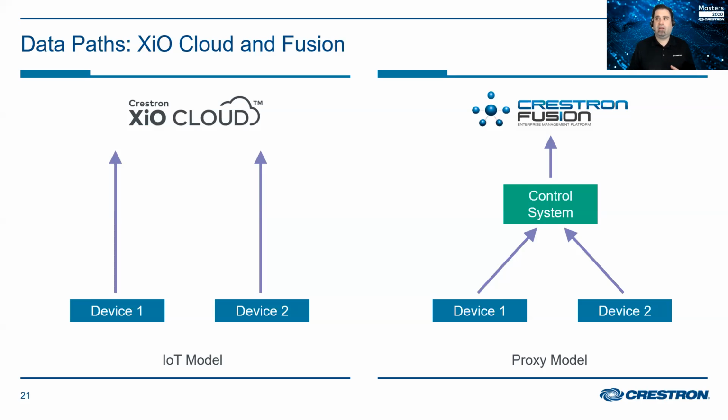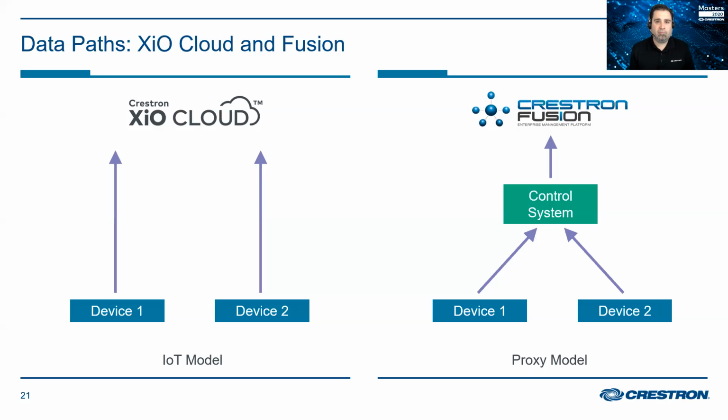Okay, that means we need to have a certain level of hardware capability in order to do this, to be able to manage that connection in a secure way to the Azure cloud where Xio Cloud is hosted. Okay, compare that to Fusion, whether on-prem or in the cloud. The architecture is pretty similar.